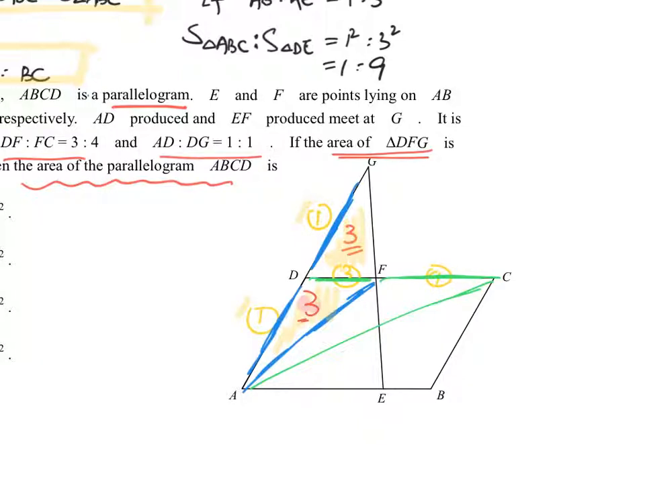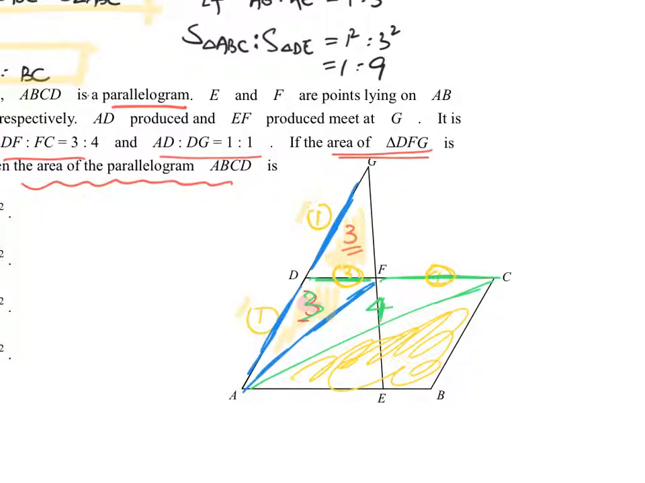So this time, if you have area 3 for ADF, and area 4 for the triangle AFC, because now we have ratio 3 and ratio 4 here. At last, in order to find the area of the parallelogram, we are still missing one part, which is the area of triangle ABC.